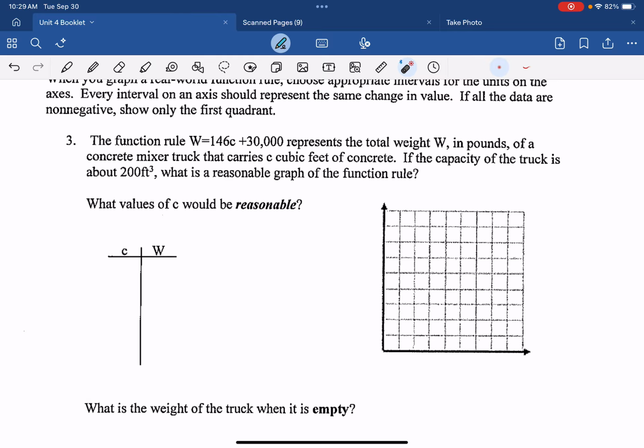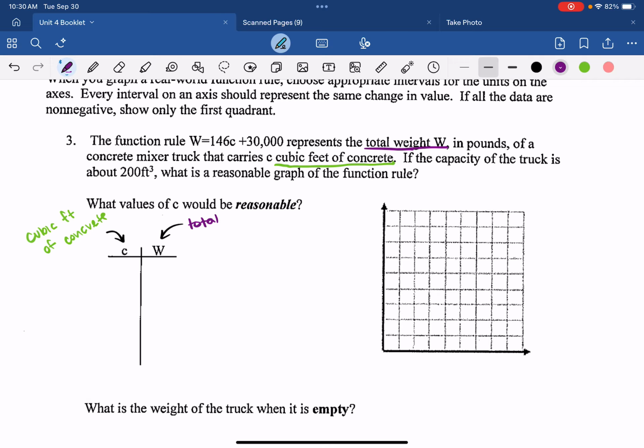Okay, so here we're introducing this idea of a reasonable. In other words, I'm asking you, what is a reasonable value for C? Well, the key lies in what our variables are. So C, I find out in my problem, is talking about cubic feet of concrete. Okay, and then W is talking about weight, specifically total weight.